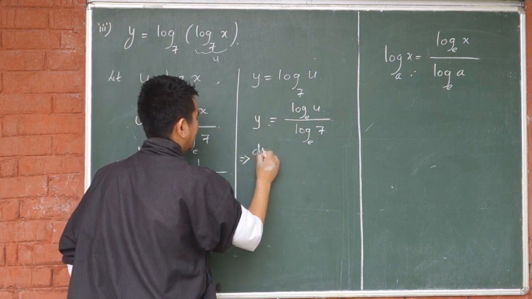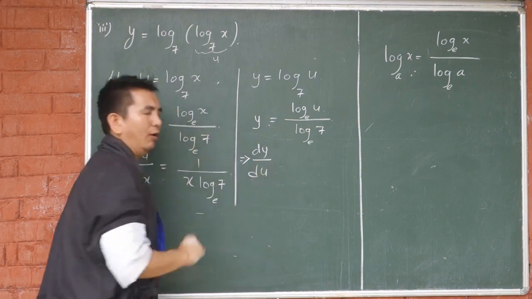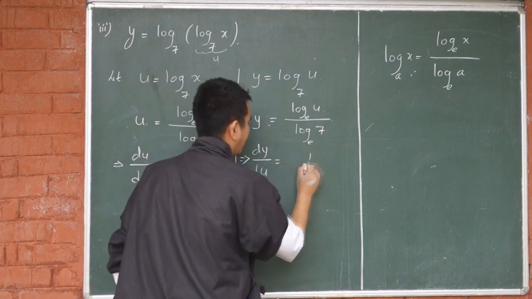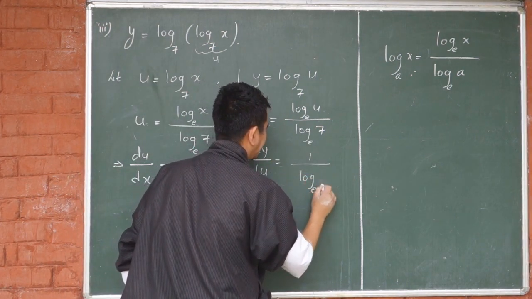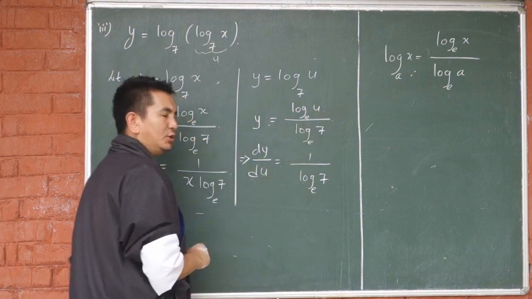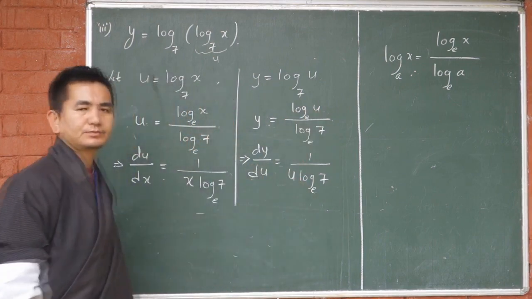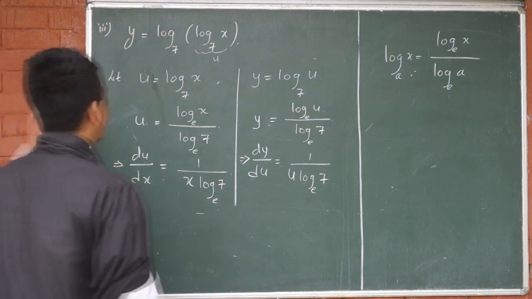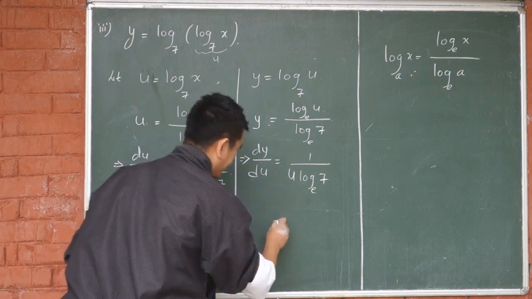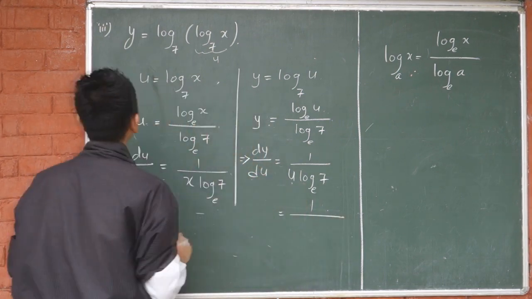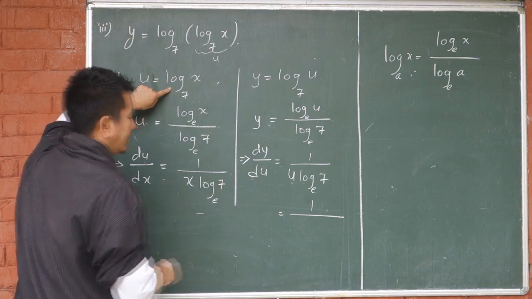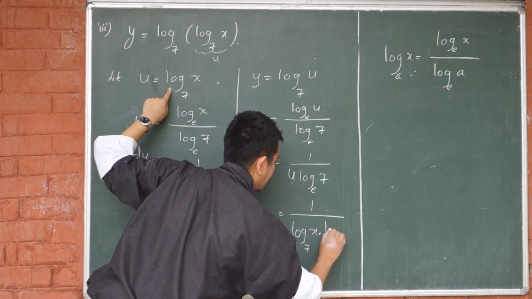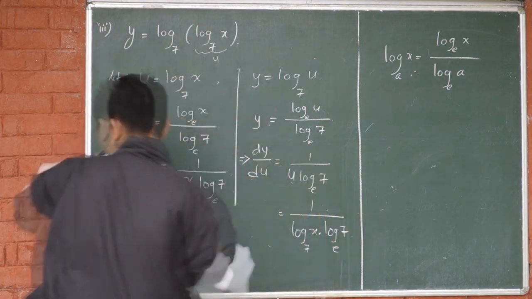Now differentiate y with respect to u, because y is depending on u, not x here. Okay. So 1 by log of 7 is constant. Keep this one as it is. What's the differentiation of log u? It will be 1 by u. I hope you got it. So now, finally, what we need here is, let me substitute u. What is u? This is the one, right? So substitute here, this becomes log to the base 7 of x, which is log to the base e of x times log to the base e of 7.